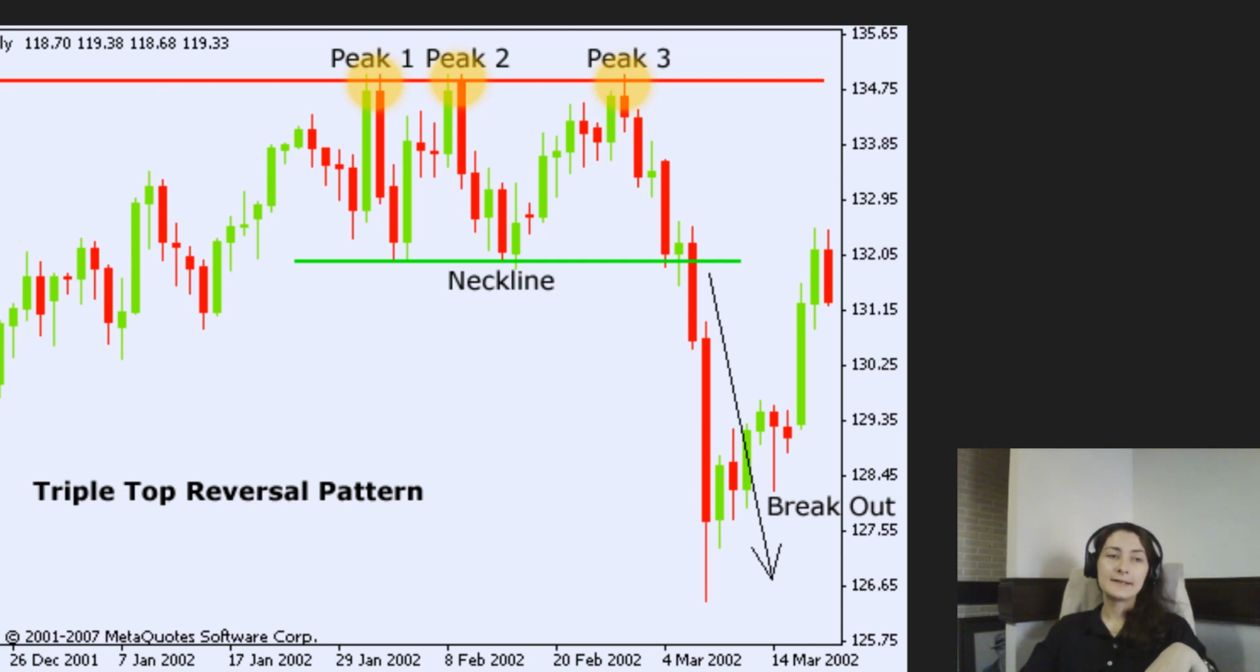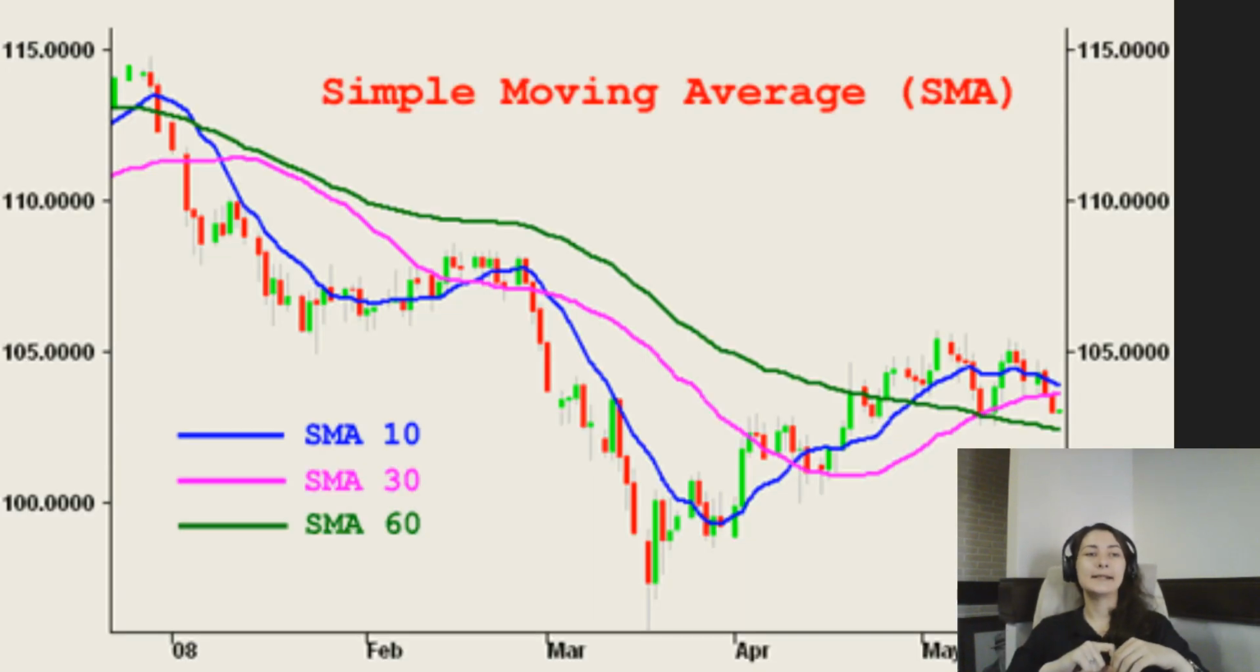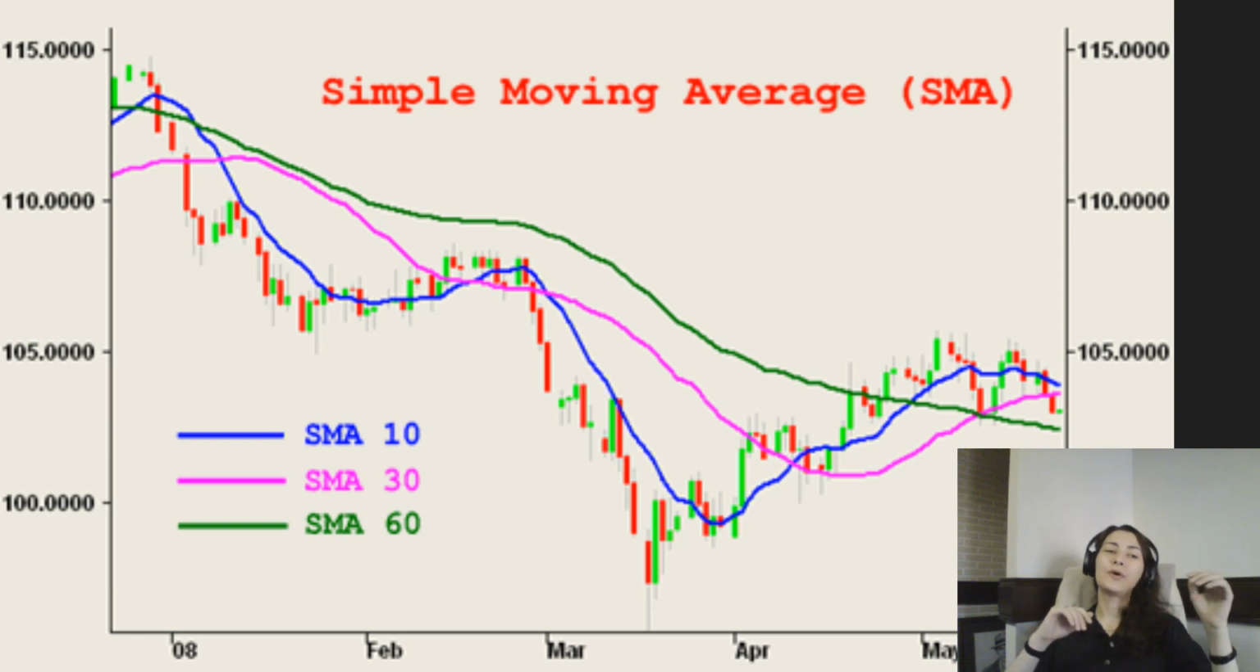Next thing is a technical indicator, moving average. Here we have simple moving average. This one is one of the simplest technical indicators on financial markets. It can give you a rough idea about the trend and the points where to open or close your order.